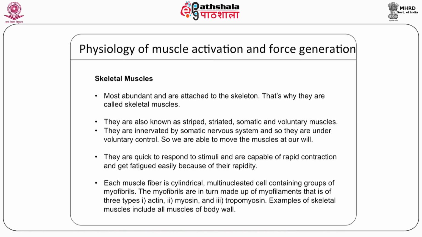They are also quick to respond to stimuli and are capable of rapid contraction, and get fatigued easily because of their rapidity. Each muscle fiber is a cylindrical, multinucleated cell containing groups of myofibrils. The myofibrils are in turn made up of myofilaments, which are of 3 types: actin, myosin and tropomyosin. Examples of the skeletal muscle include all muscles of the body wall.